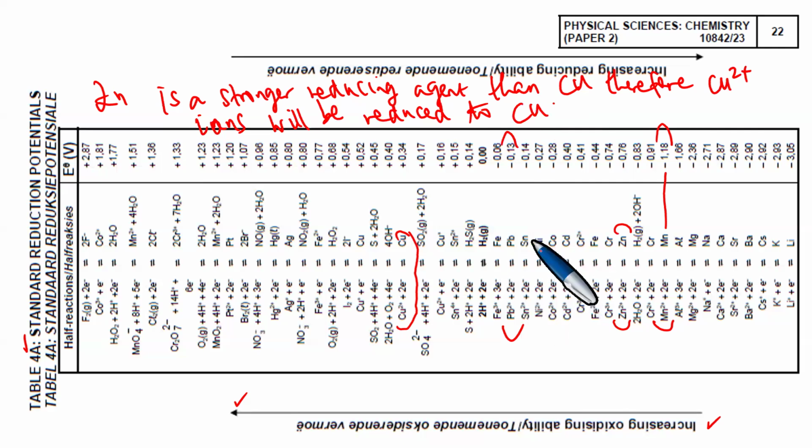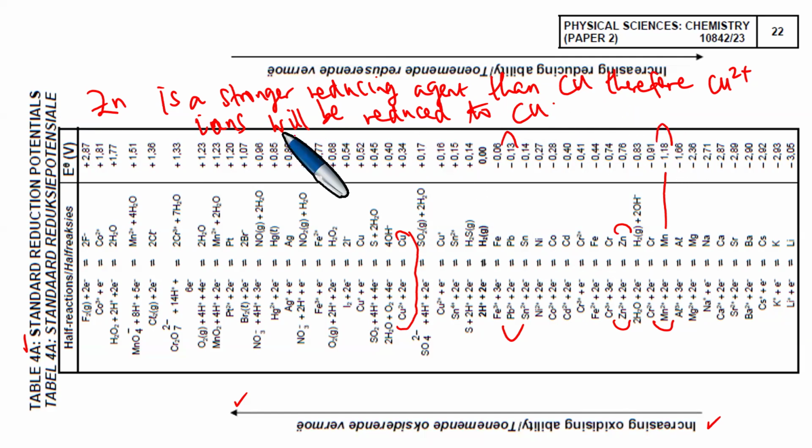So now, if you look at this table, you actually have the positions of these. I want us to look at these very, very carefully. If this is the top of the table and you go up, it's increasing oxidizing ability. Increasing reducing ability when you go down. So you're able to see that zinc is at the bottom, so there's increasing reducing ability, which means that zinc is a stronger reducing agent than copper.